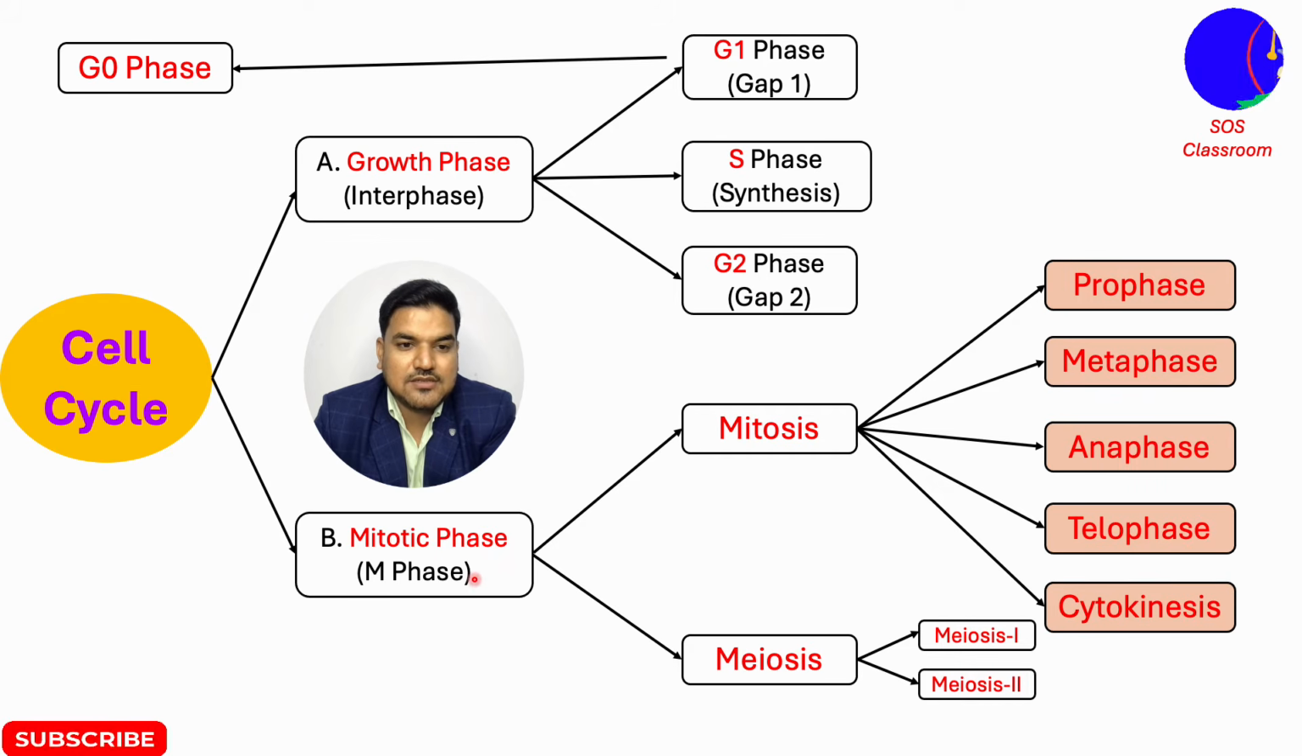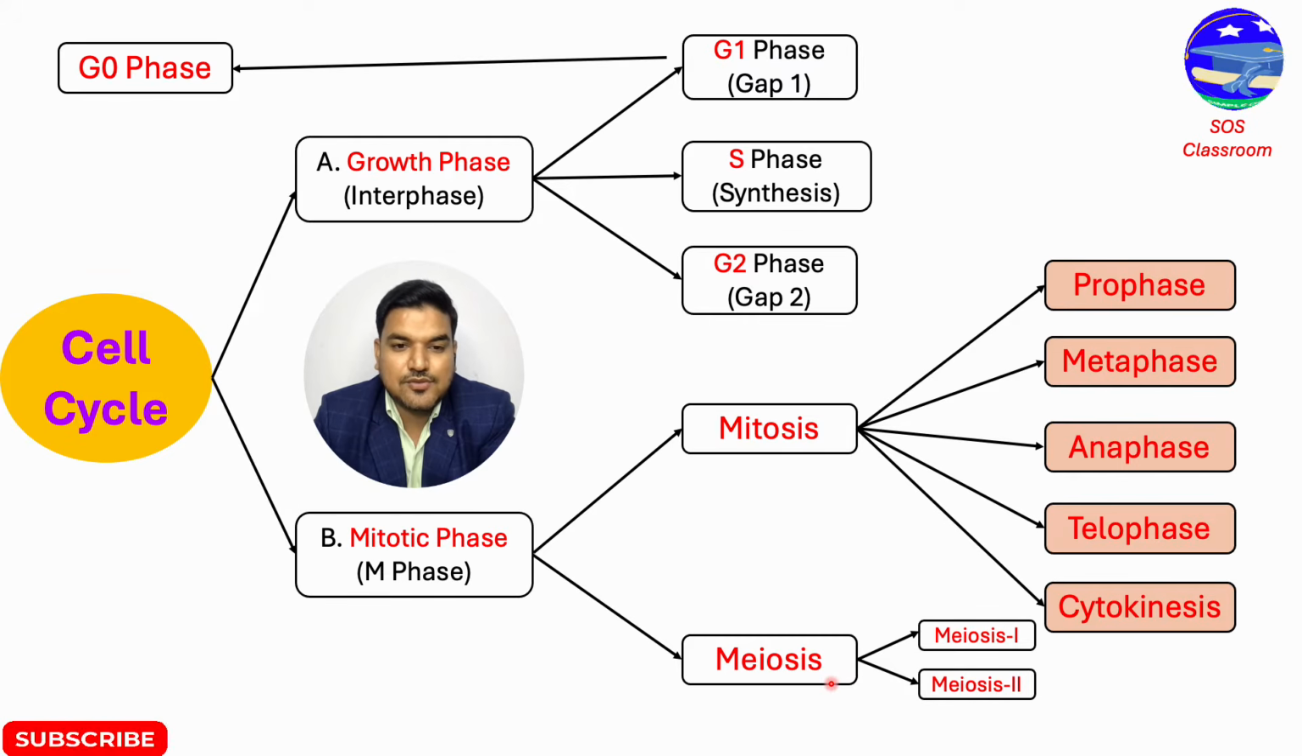Next, the mitotic phase, also called anaphase, is divided into two: mitosis and meiosis. Mitosis has two criteria, karyokinesis and cytokinesis. Karyokinesis has four stages: prophase, metaphase, anaphase, and telophase. So these are where the division of the nucleus occurs. That's why it's called karyokinesis. And last is cytokinesis. Cytokinesis means division of the cytoplasm, the formation of the different types of organelles which are present in the cytoplasm.